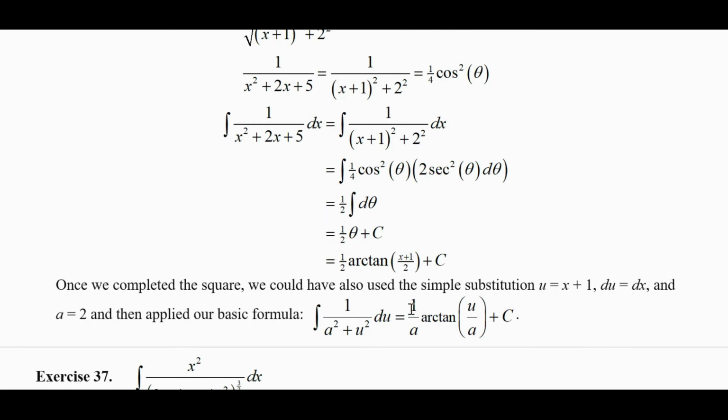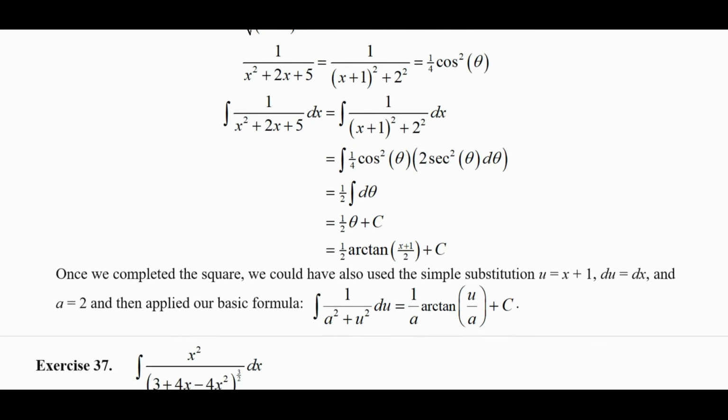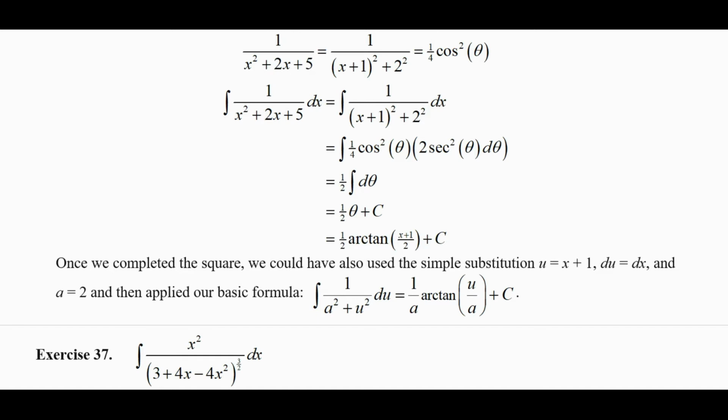All right, here's one for you to try. It's kind of similar to the last one. See if you can try it yourself, and then we'll check it here in just a second. The integral of the fraction x squared in the numerator, the denominator is parentheses 3 plus 4x minus 4x squared, close parentheses, to the 3/2 power, and of course dx. So see if you can compute that family of antiderivatives. Do it on your own, come back when you're finished, and check your work. Press pause now.